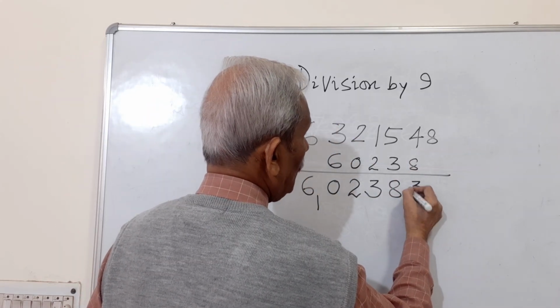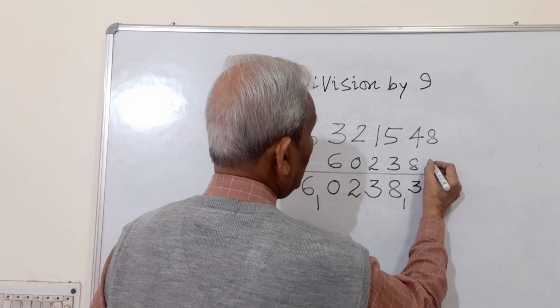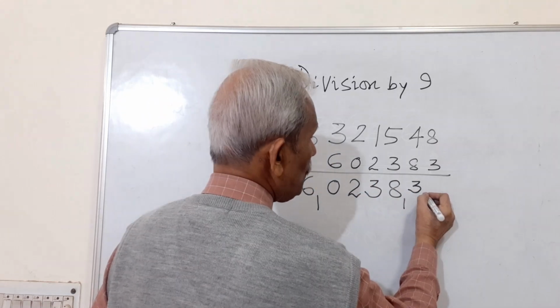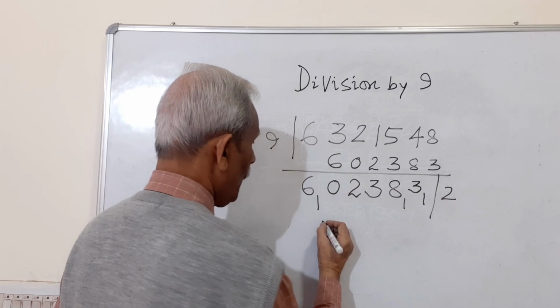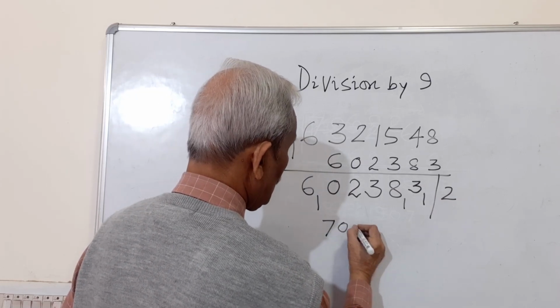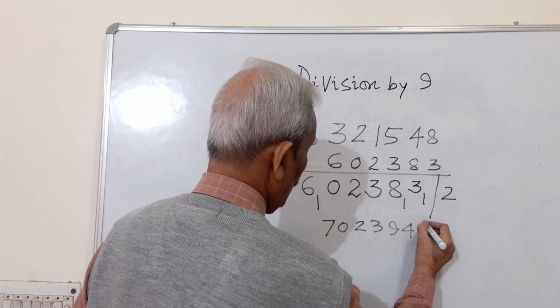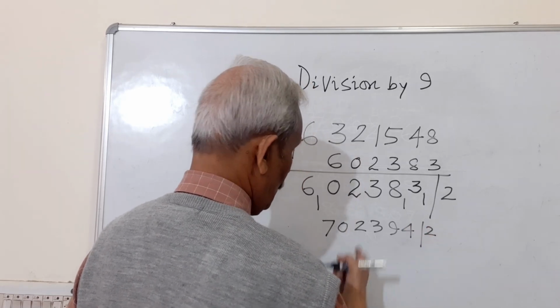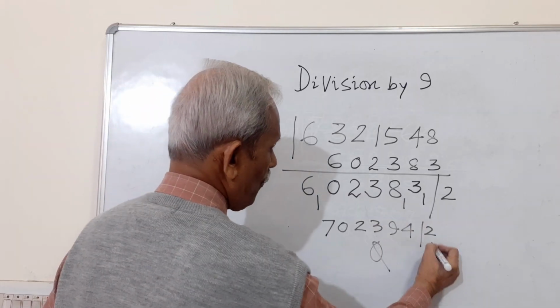3. 12 minus 9 is 3, 3 into 1 is 3, write down 3 here, 8 plus 3, 11, 9 goes once into it, and 11 minus 9 is 2, so here is 2. The result is 7 0 2 3 9 4 2. So what is the quotient? 7 0 2 3 9 4, and remainder is 2.